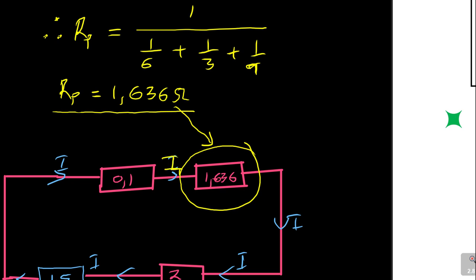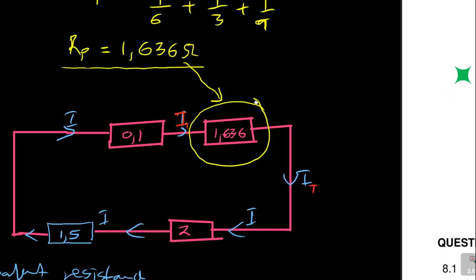It's IT. The total current is coming in, and IT is coming out. I just wrote I. But now you can use that to your advantage, because there's something I just want to show you. Let's say I've got my R and my I. So you use this formula.